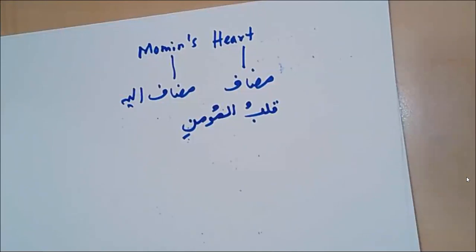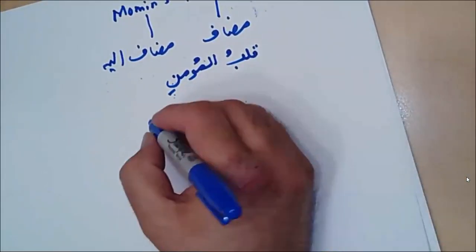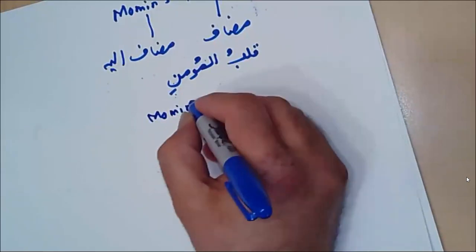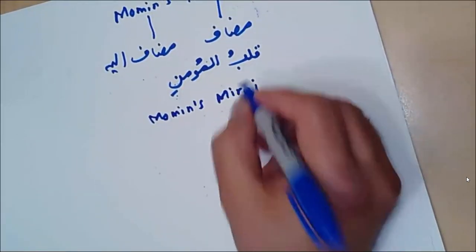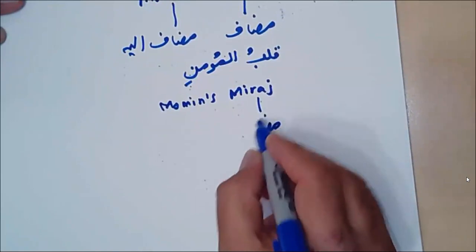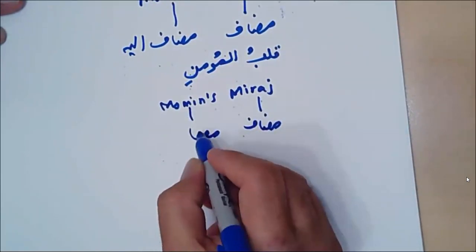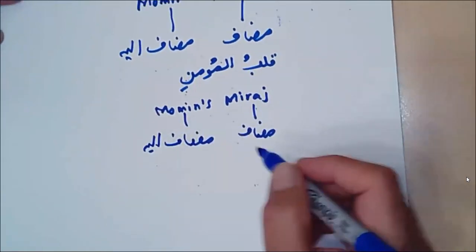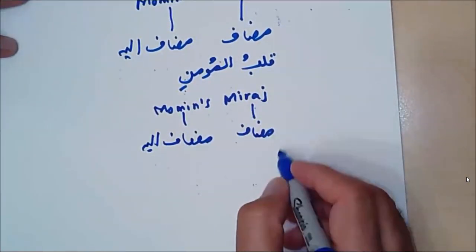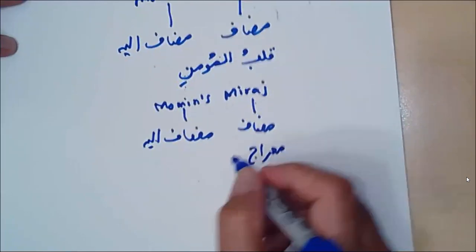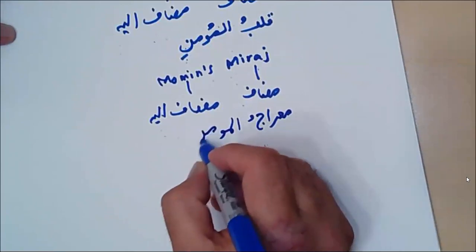Okay. Similarly, if I say Momin's Miraj. What is Miraj? Miraj is Muzaf. And Momin is Muzaf ilai. So what is the Arabic of Miraj? Miraj is Mirajul Momini. Okay, when we say Miraj in English, what should come to our mind? What happened on the Miraj?